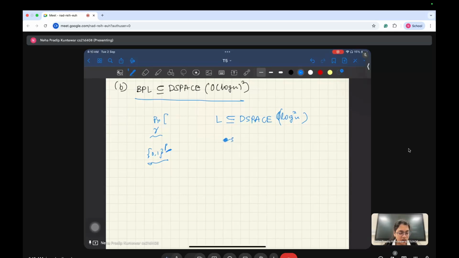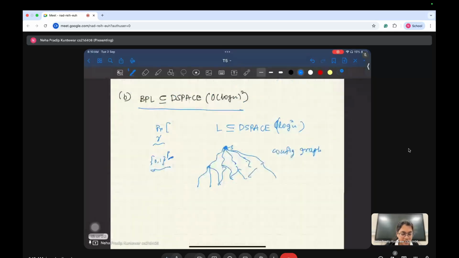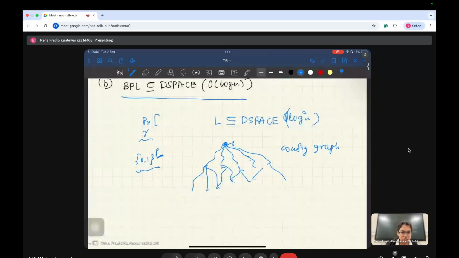We are at a start configuration, and from there are several possibilities that it could go to. There are several configurations that it could go to, and from there it just branches. You can think of this as a configuration graph. And when do we say that we accept? If at least 2/3 of them are going to lead us to the accept configuration.